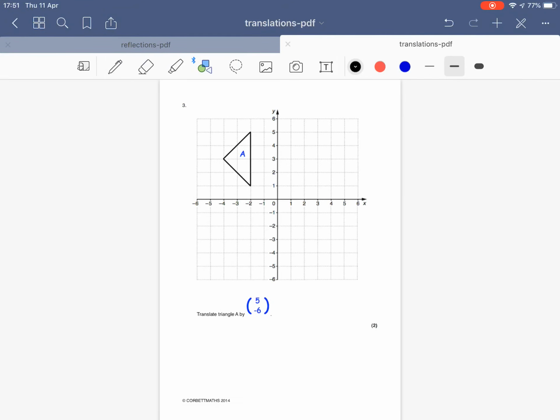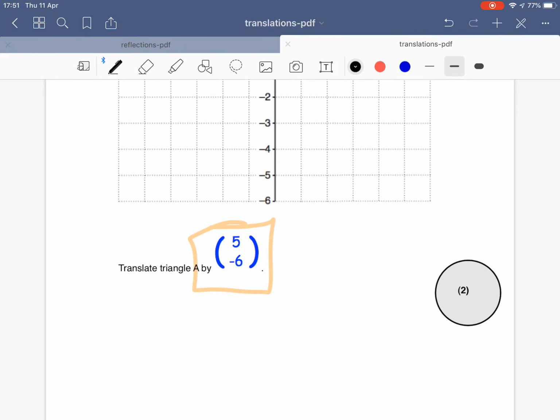Okay, these are going to be harder ones. They are 2 marks because you have to read these vectors. Okay, so these are called vectors. So we've got to translate it by that. So with vectors, very important, the top number, they're like coordinates, but they're on top of one another.